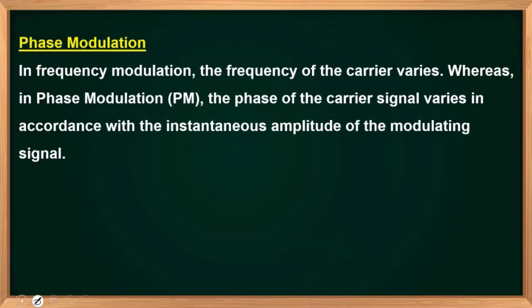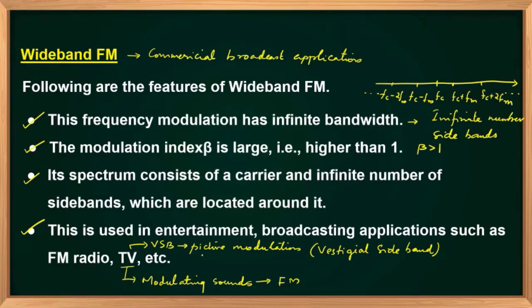VSB is a kind of AM, not FM. VSB is a type of AM modulation. It has carrier frequency components, plus a complete sideband, USB or LSB, plus a portion of the other, unwanted sideband.